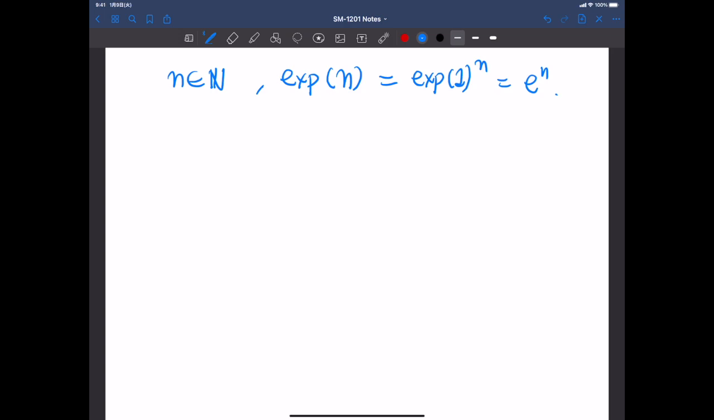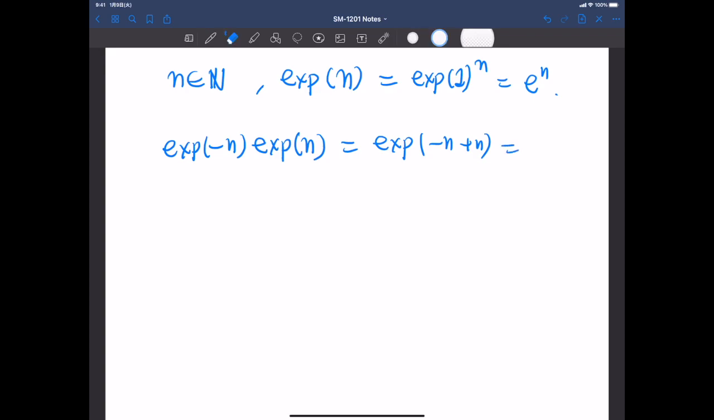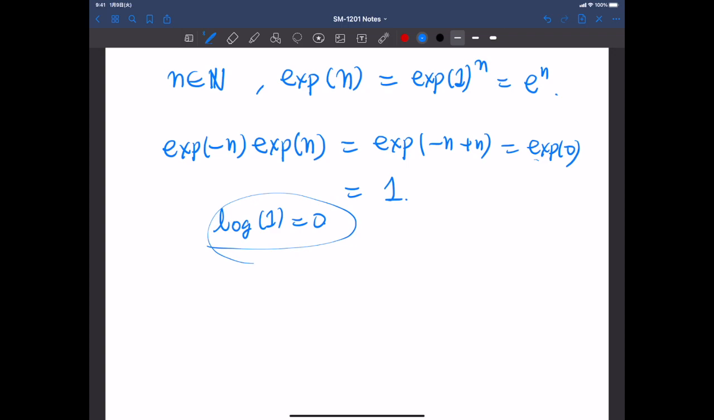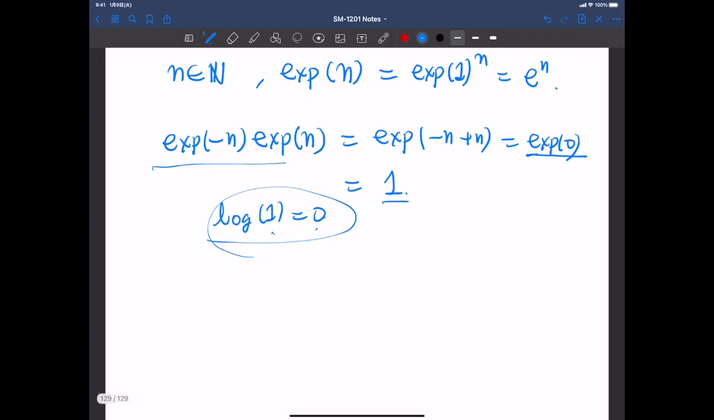And similarly, we have exp of negative n times exp of positive n. And we have seen that this is equal to exponential of negative n plus n, which is exponential of 0. But this should be equal to 1, because as we have seen, log of 1 is 0. So by taking the inverse of this, we can see that exponential of 0 is equal to 1, right?